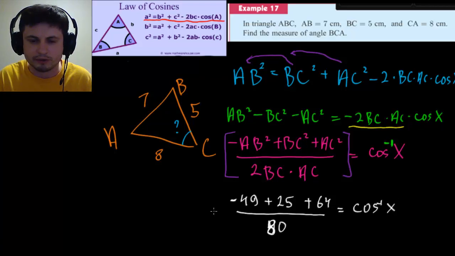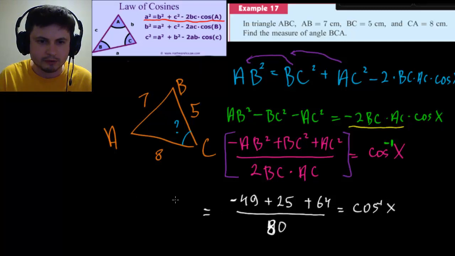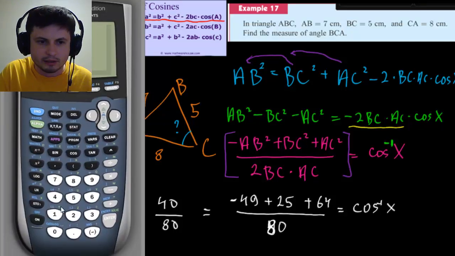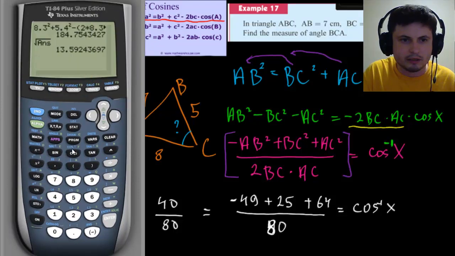So let's calculate what this number is. I'm going to write on the left here. The top part will be 40 and the bottom part will be 80. So this is essentially 1 over 2. Let's go to the calculator. And inside the calculator, we're going to enter the inverse cosine of 1 over 2, or you can just say 0.5, which is the same thing.